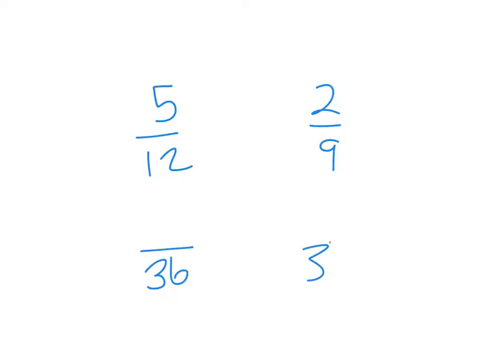Okay? Should we do one more? Yeah. What if I have 5 over 12 and 2 over 9? What is a common denominator with these two? 36. Yes, 36 and 36. So what times 12 gives you 36? 3. And what times 9 gives you 36? 4. So 5 times 3 is? 15. And 4 times 2 is?